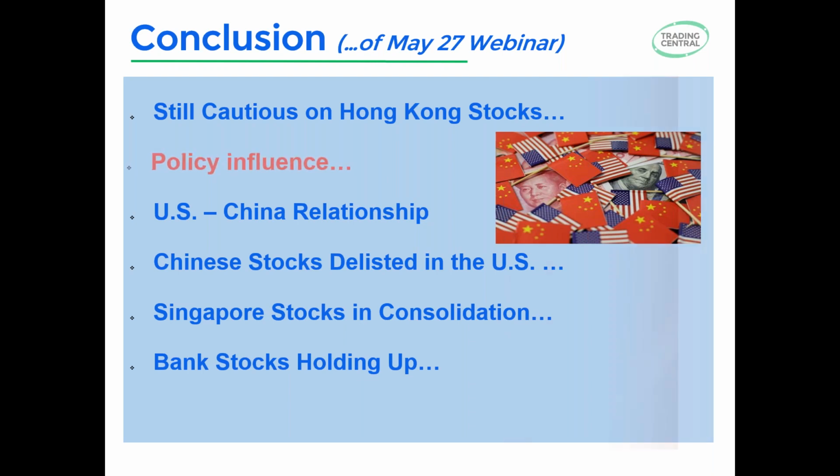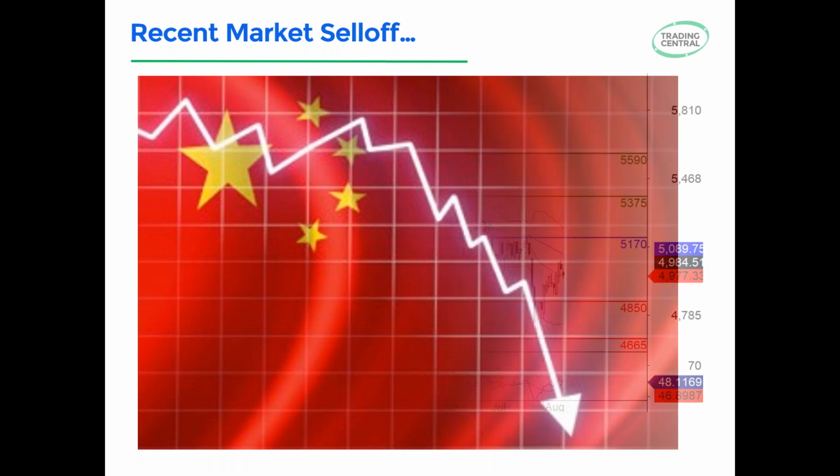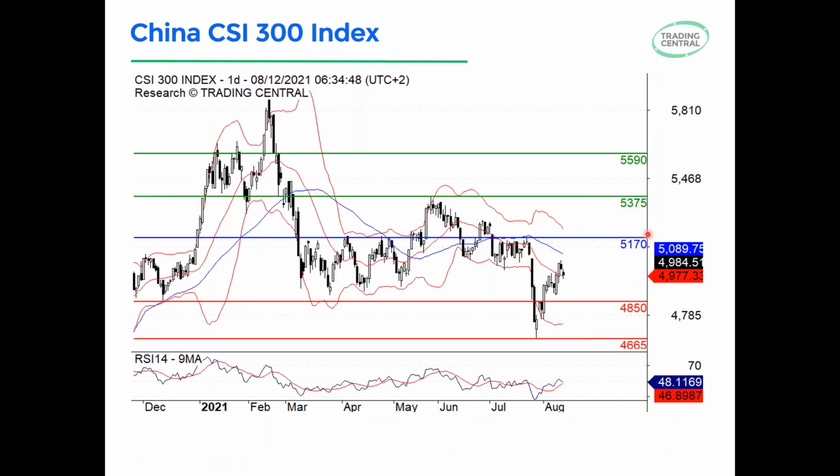So, ladies and gentlemen, what happened recently? All focus is on the China stock market and the Hong Kong stock market. What happened? The CSI 300 index, just like the S&P 500 in the US, this is the China version. You see we are in a downtrend, and the rebound during the year is not good, not sustainable. And then boom, at the end of last month, July, we see a very sharp plunge in just a few days.